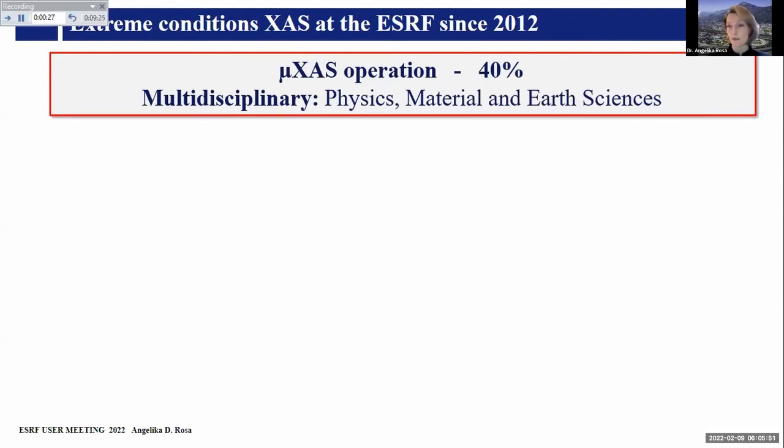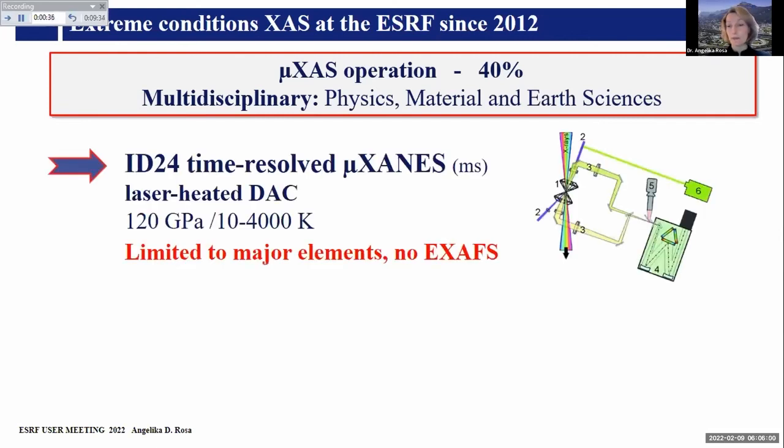And there is a talk of Virginia Monteseguro that will give us some aspects of this technique for physical problems. Now, before EBS, we were able, for example, at ID24 to conduct time-resolved micro-XANES studies in the laser heated diamond anvil cell covering the lower mantle conditions. However, in these studies, we were mainly limited to major elements and we could not access the XRF signal. Therefore, the bonding environment of these elements was not fully constrained.